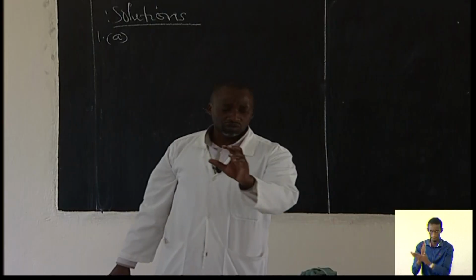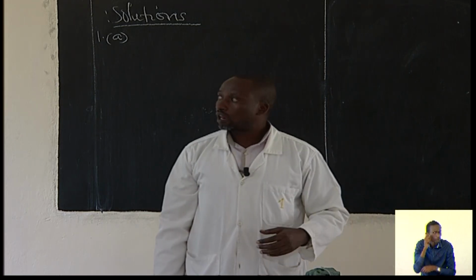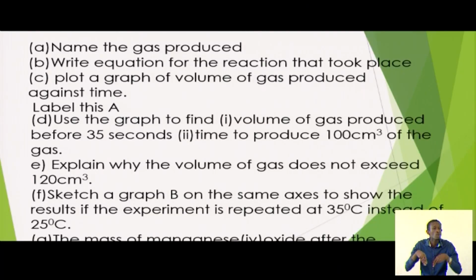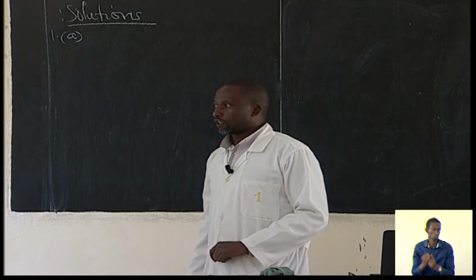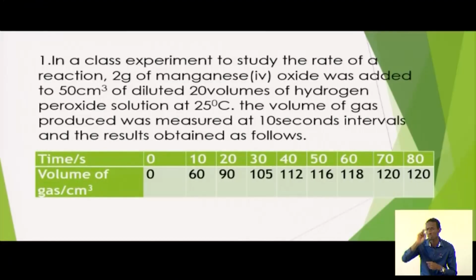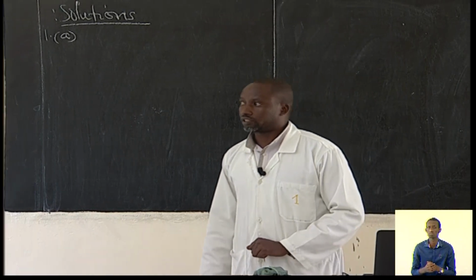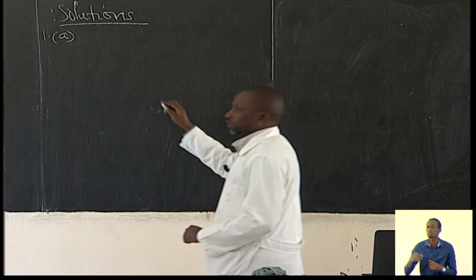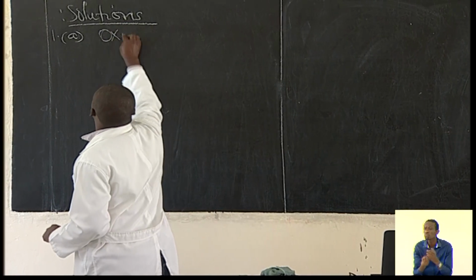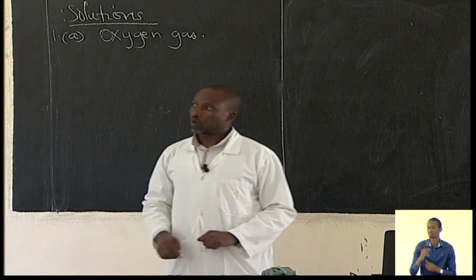I will give you a few seconds to think about the question as we go along. Name the gas produced in the experiment above. So what was the experiment, if you remember? The experiment is about the reaction. It is the decomposition of hydrogen peroxide by using manganese 4 oxide as a catalyst. So the gas that is produced is oxygen gas.